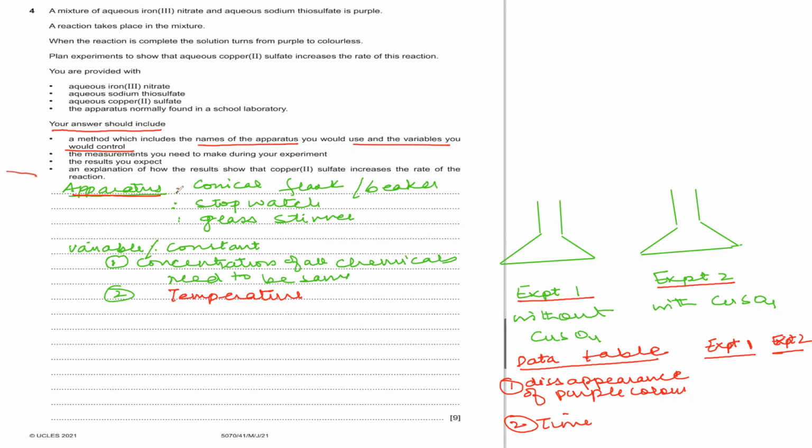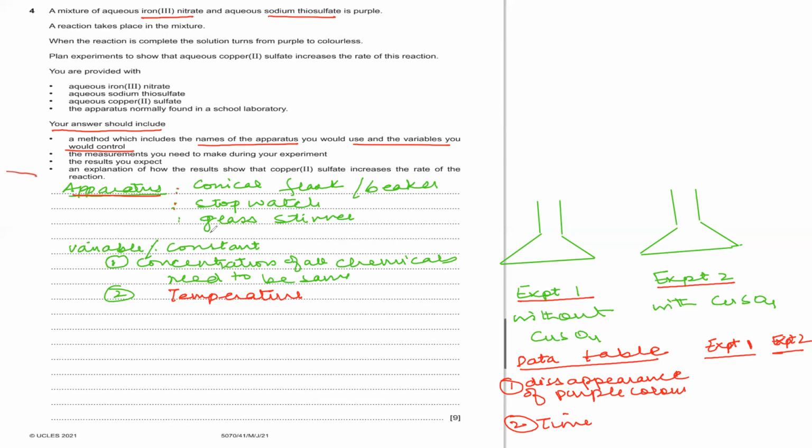Now, the apparatus which I require: I'll be needing a conical flask or a beaker where I'm going to mix the two chemicals, iron 3 nitrate and sodium thiosulfate, right? Apart from that, I need a glass stirrer in order to stir the chemicals together because it's a mixture. And I'll be needing a stopwatch. That is a very important apparatus because I have to check the time in which the purple color is disappearing.